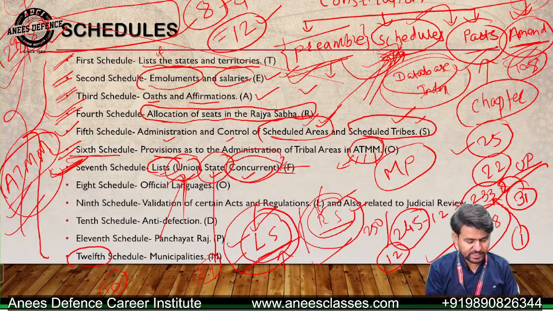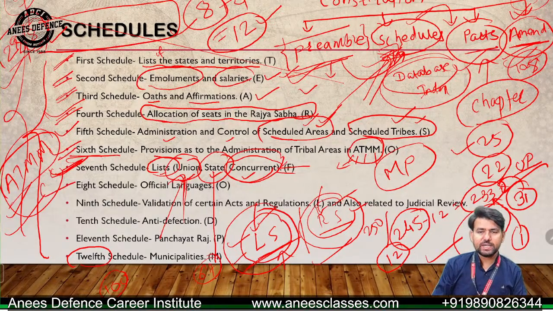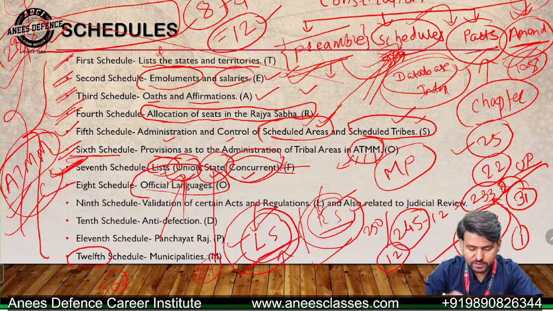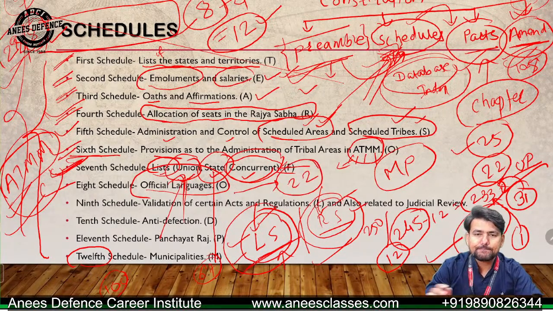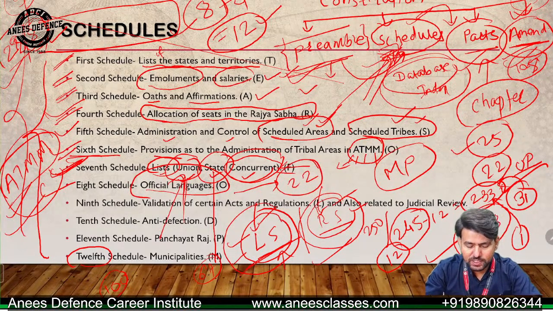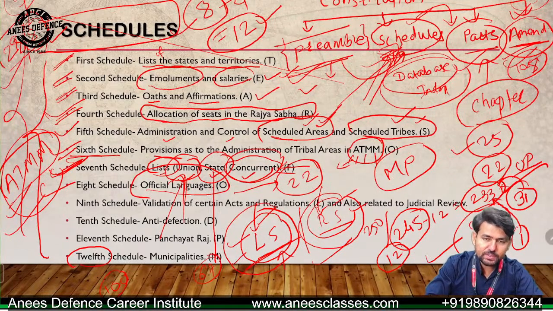Right? Then there comes schedule number 8. In 8th schedule, we have official languages. See, in India, there are 22 recognized official languages: Hindi, Marathi, Telugu. All these are important official recognized languages in India, put under schedule number 8, right?